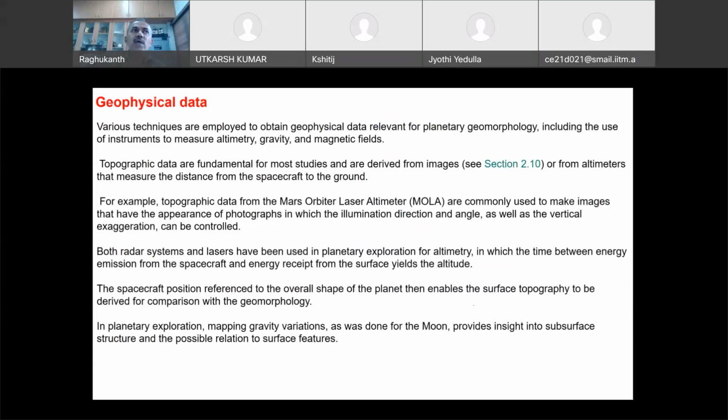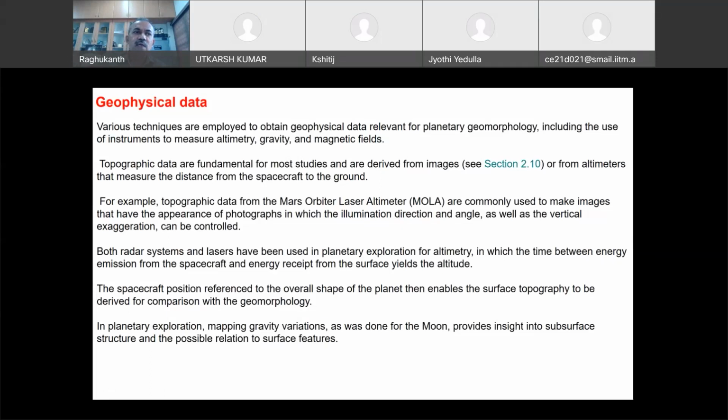And of course, there are various geophysical techniques. Instruments have been designed to obtain gravity and magnetic field data. Then topographic data is also very important. The topography data have been derived from images or from altimeters, which measure the distance from the spacecraft to the ground. Then for Mars, MOLA came, and more recently the Lunar Reconnaissance Orbiter Camera. They are used to make images where you can control the illumination direction and angle, and get the complete topographic images. So radars and lasers have all been used also.